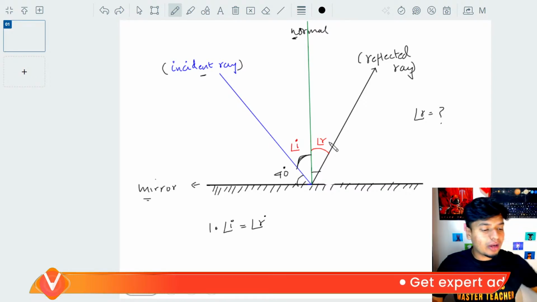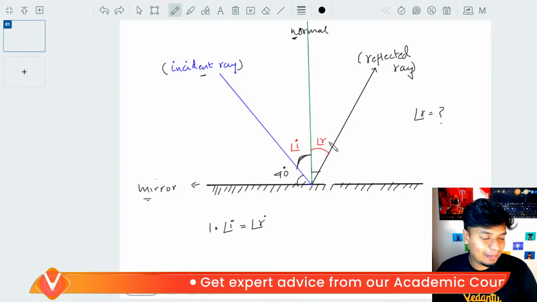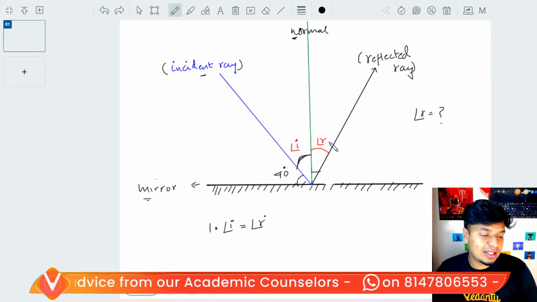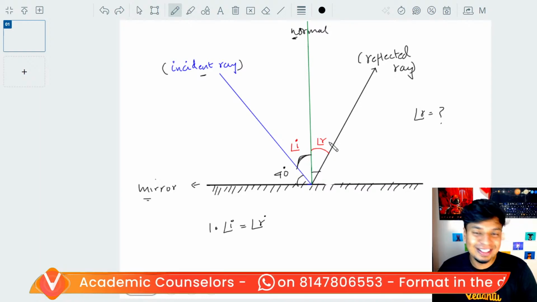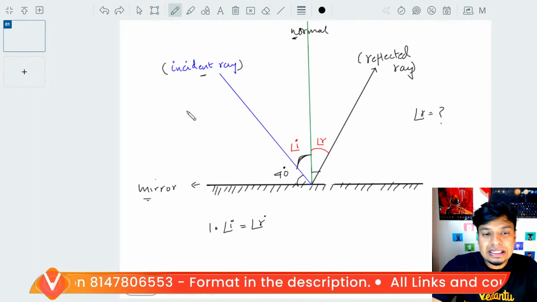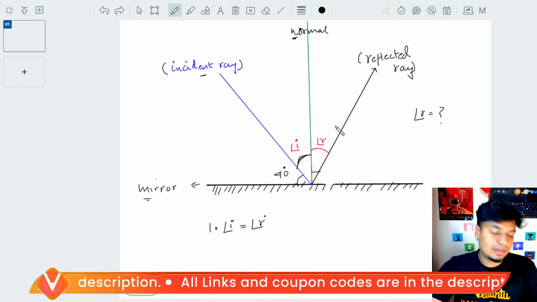Now I can see a lot of right answers coming. That's amazing. But a few people are saying 40, a few people are saying 50. I'll repeat the question again, guys. The angle between the incident ray and the mirror is 40 degrees. Find the angle of reflection.